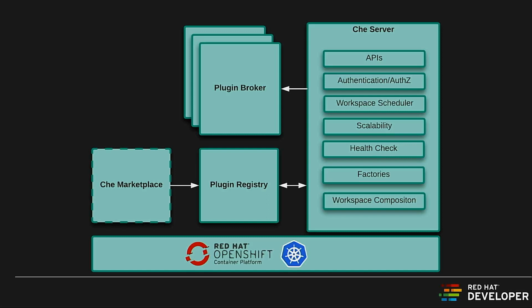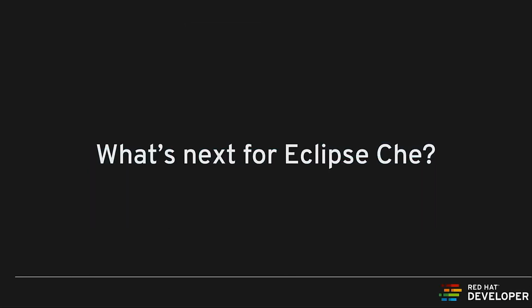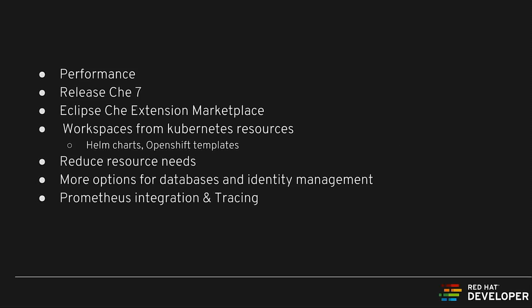So I think that's one of the things that we need to finish up before we call Che 7 final. So what's next? I'm running out of time. What's next? Of course, this is a developer preview. We do have some performance issues we have already identified, and I'm pretty sure we have ones that we haven't identified. So we're going to be working on those before we release Che 7.